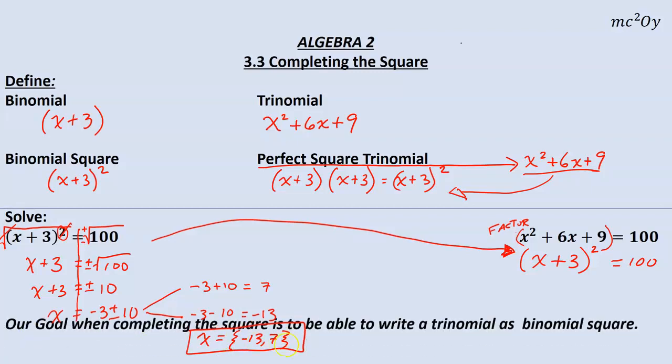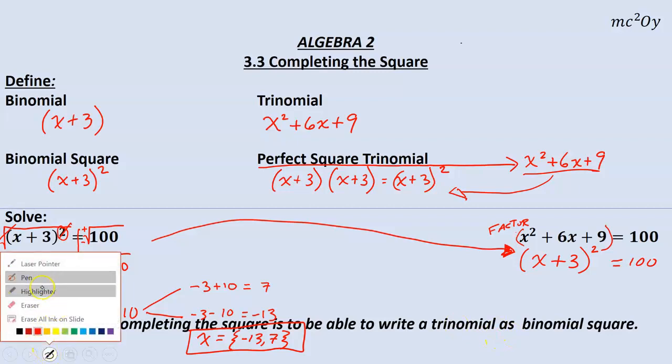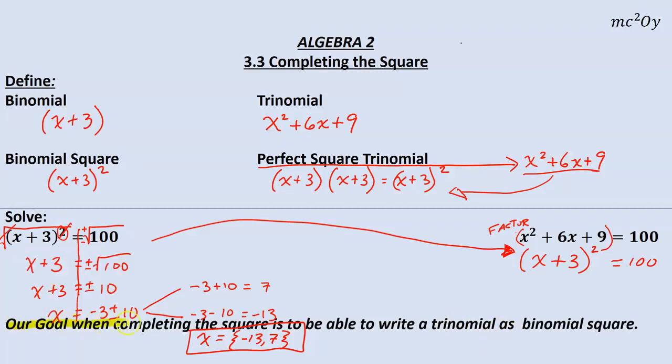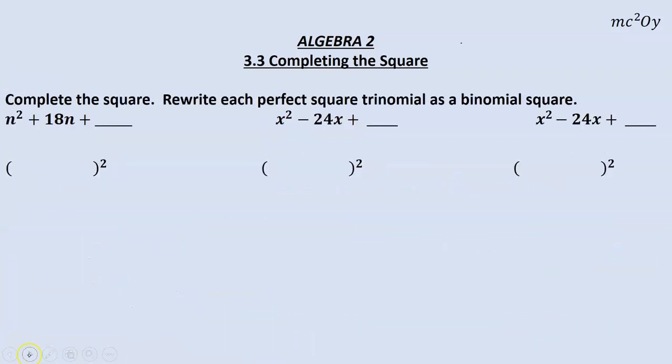So our goal today when completing the square is that we want to be able to write a trinomial as a binomial square. Okay? The goal when completing the square is to be able to write a trinomial as a binomial square. Now I'm sorry that I've written over where that is, but I'll highlight it. That is our goal. So we want to be able to write a trinomial, this, as a binomial square, which makes it easier to solve. Okay. So I'll go through some problems like that and we'll see what it looks like.